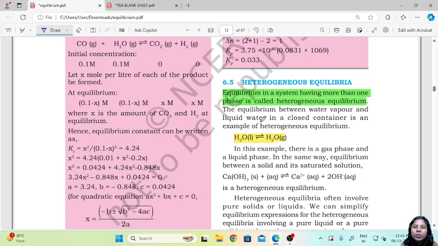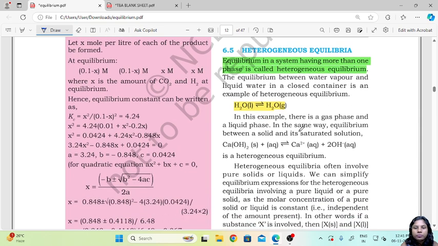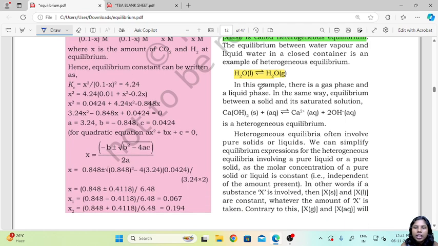Next, let's talk about the heterogeneous equilibrium. Heterogeneous means the phases of the reactants and the products are going to be different. So equilibrium in a system having more than one phase is called a heterogeneous equilibrium. The equilibrium between water vapor and liquid water in a closed container is an example of heterogeneous equilibrium. Now in this example there is a gas phase and a liquid phase.